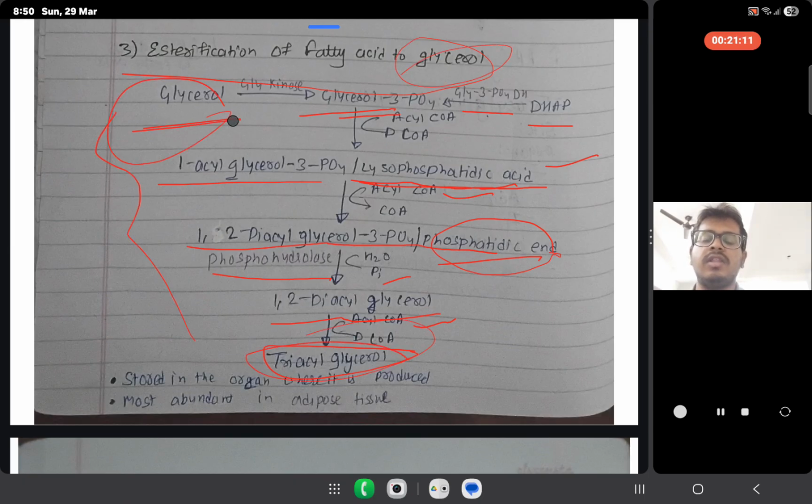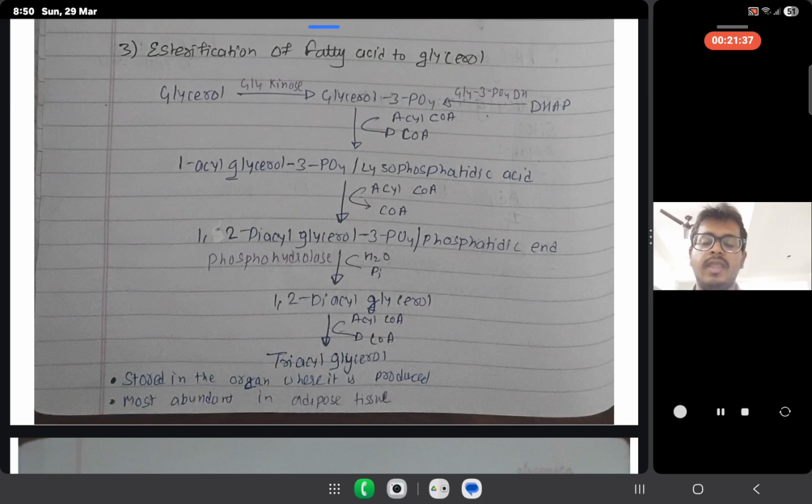Esterification happens: glycerol in presence of glycerol kinase is converted to glycerol 3-phosphate. Now in presence of acyl coenzyme A it is converted to lysophosphatidic acid, then in presence of acyl coenzyme A converted to phosphatidic acid. For writing I have written another, so you can see from there. A storage organ where it is produced, triacylglycerol is most abundant in adipose tissue.